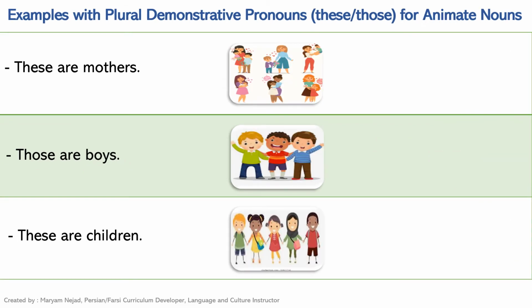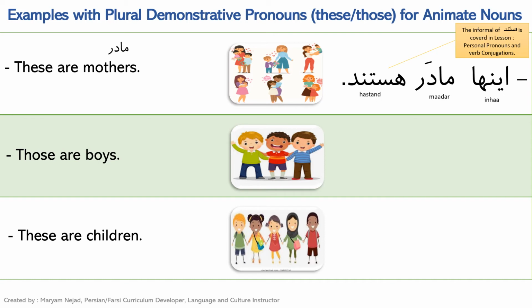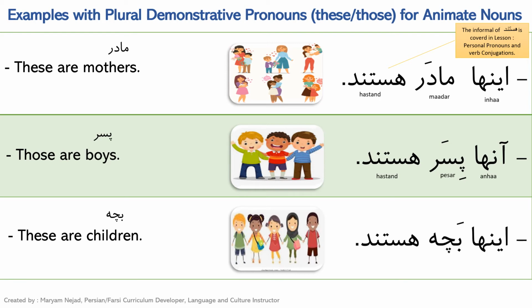And now 3 examples here with animate nouns. The first one, these are mothers. Mother is madar. So it's going to go as inha madar hastand. Also, there is an informal version for هستند, but that's covered in the next lesson about personal pronouns and verb conjugations. And then we want to say those are boys. Boy is پسر, so آنها پسر هستند. And then these are children. Children, like child singular or kid is بچه. اینها بچه هستند.